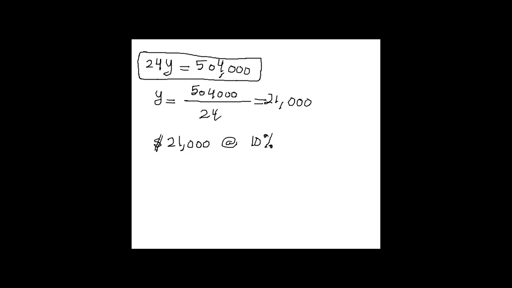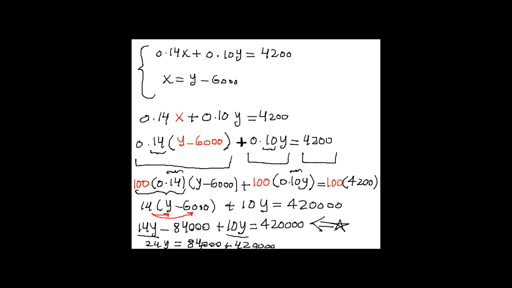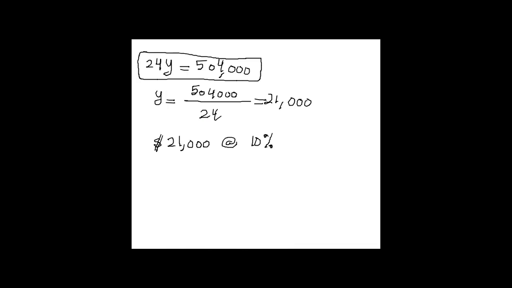Okay, so now we have to figure out how much we're investing in the other account, which is pretty simple. We have the relationship here. We're doing take-home test number 2, Daisy, and we're looking at problem number 20. As you see the relationship between x and y, we already have it here. X is equal to y minus 6,000.